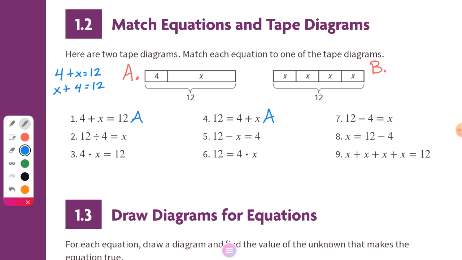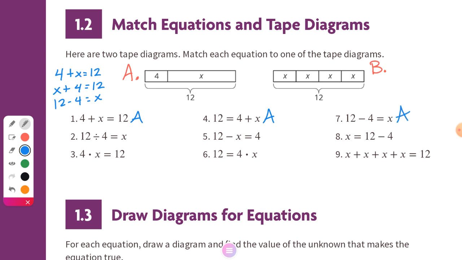Number 5, 12 minus x equals 4. Can you give me a subtraction fact? Chase? Number 7, 12 minus 4 equals x. So 12 minus 4 equals x, because our answer minus either of the numbers we're adding. So 12 minus 4 equals x, and he said that one's number 7.